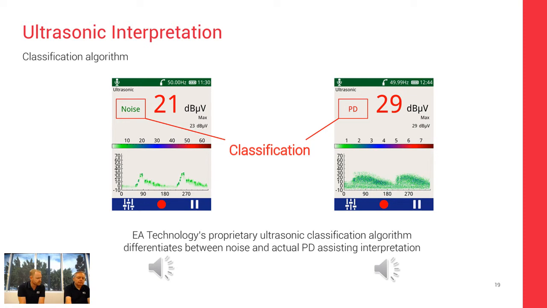I'll just play the sound from that one now. So that one there is from a discharging defect, and we can hear the crackling and the arcing and sparking going on. So the algorithm's classified it as PD. Next slide, please.